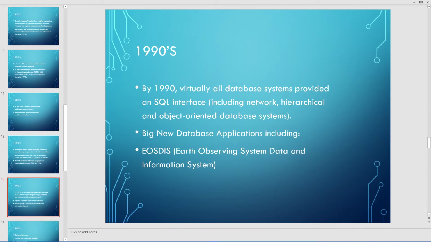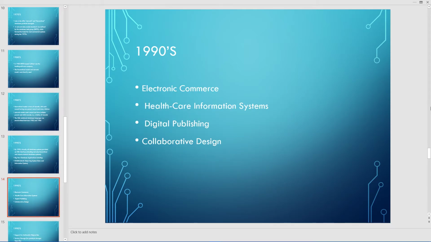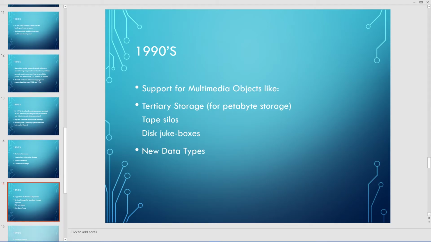Moving on to the 1990s, by 1990, virtually all database systems provided an SQL interface. This included network, hierarchical, and object-oriented database systems. We also saw big new database applications, which included the Earth Observing System Data and Information System, or EOSDIS. Big new database applications also included electronic commerce, healthcare information systems, digital publishing, and collaborative design.